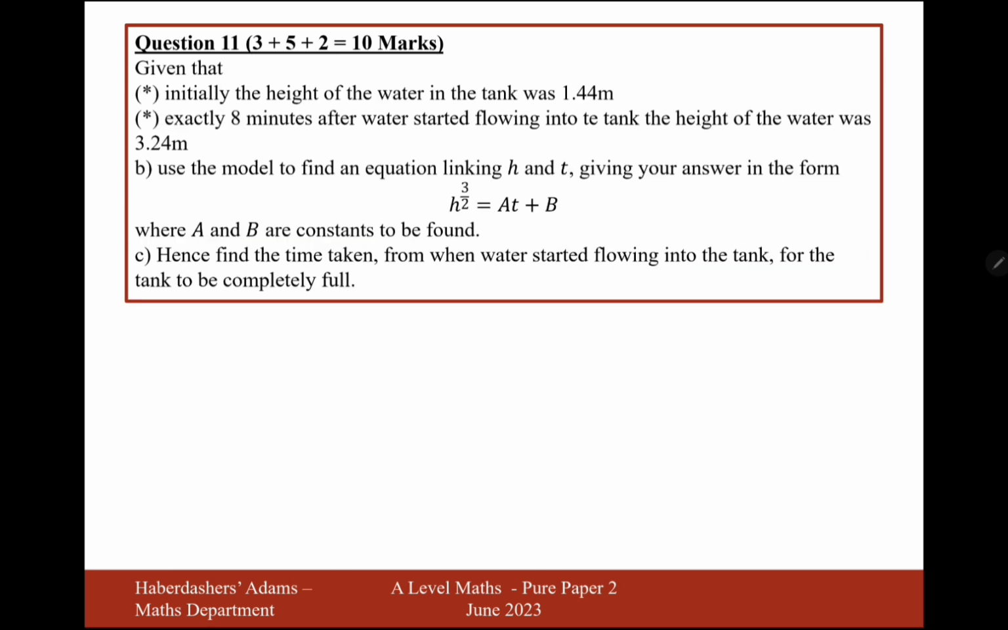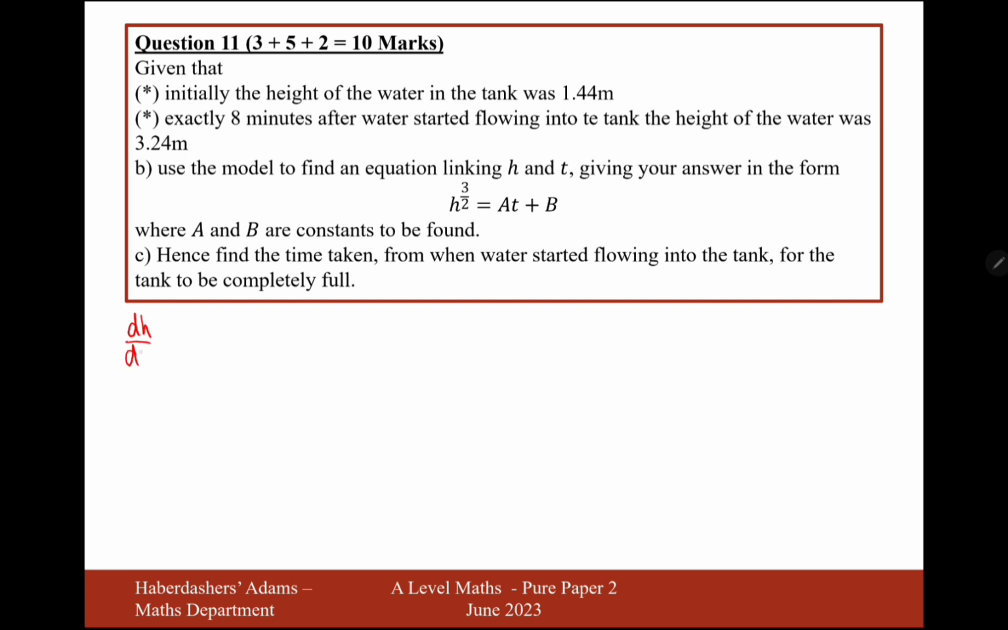Given that initially the height of the water tank is 1.44 and exactly 8 minutes after the water started to flow into the tank, the height of the water was 3.24. Use the model to find an equation for h and t, giving your answer in the form h to the 3 over 2 equals at plus b, where a and b are constants to be found.